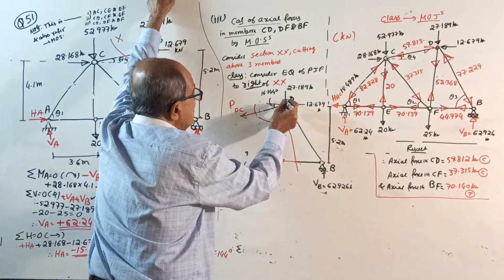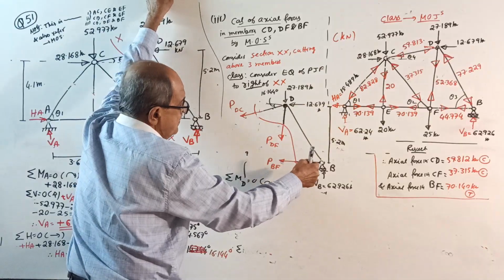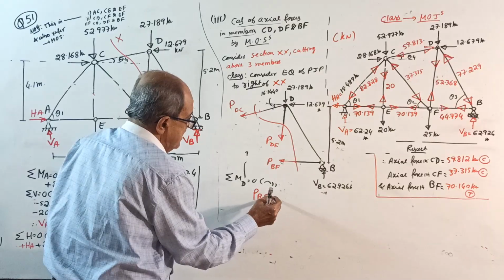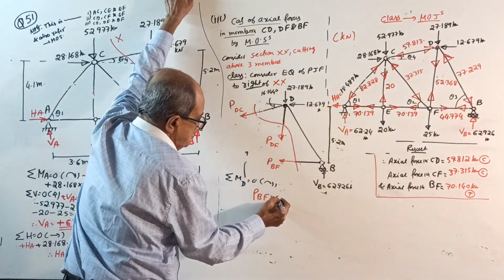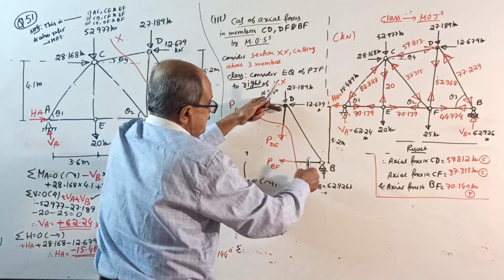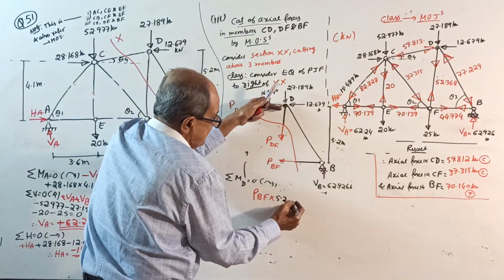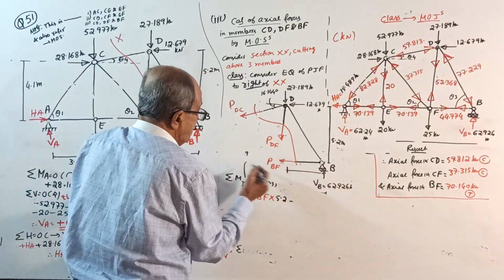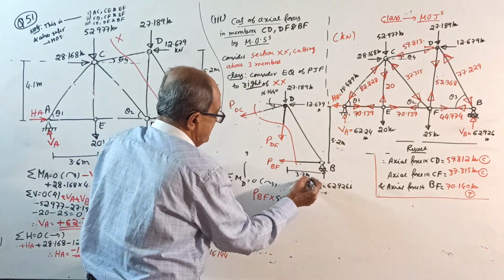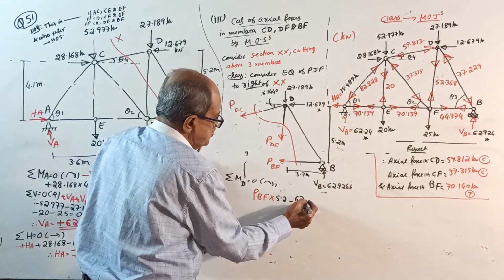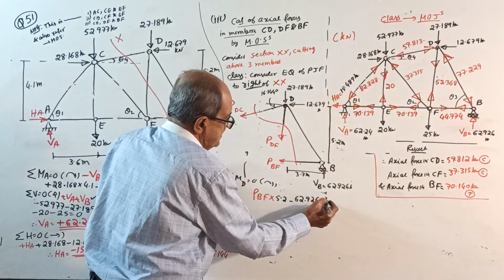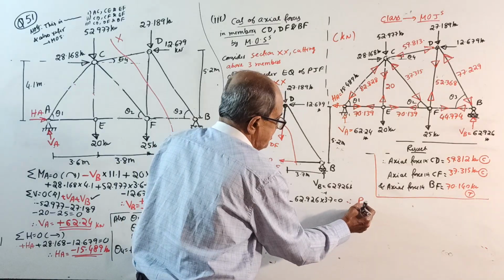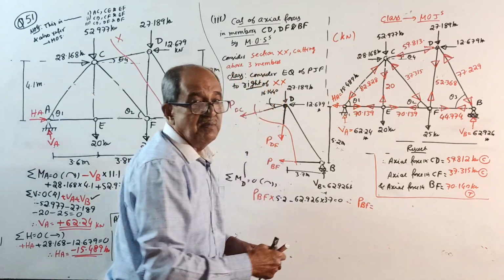When I took moment about D, the other terms are 0, 0, 0, 0. See, PBF, direct answer. PBF into 5.2, that is clockwise. Minus, one distance is required here. How much is this distance? 3.7. Minus 62.926 into 3.7 equals 0. Therefore, you get the value of PBF.